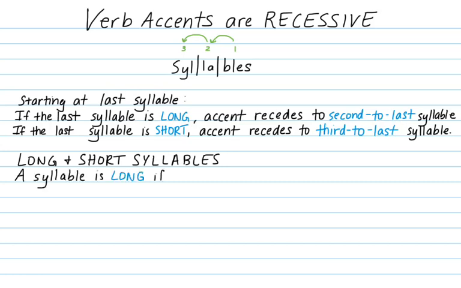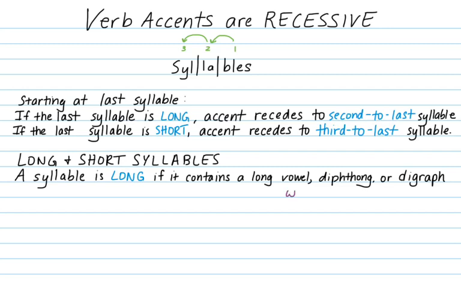In Greek, a syllable is long if it contains a long vowel, a diphthong, or a digraph. For our purposes, looking at verb endings, that means any verb ending with an omega is long, and any verb ending with an alpha, or spelled epsilon iota, is long. A syllable is short if it does not contain one of those things. So again, looking at verb endings, if the syllable contains a short E, epsilon, or a short I, iota, then the syllable is short.